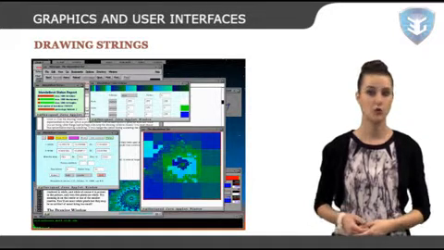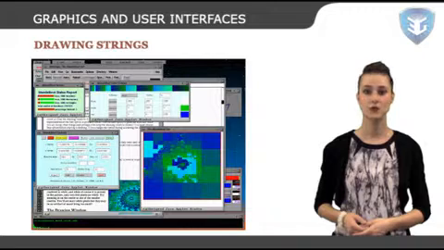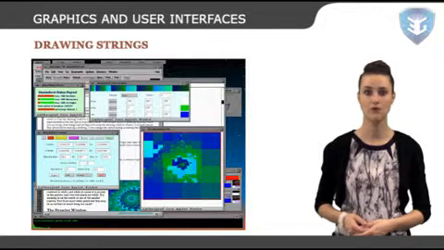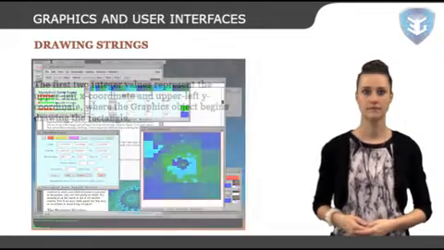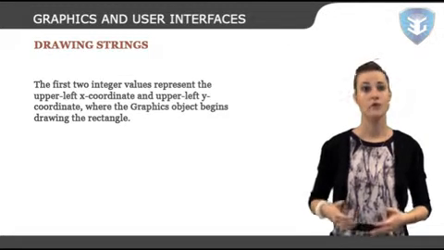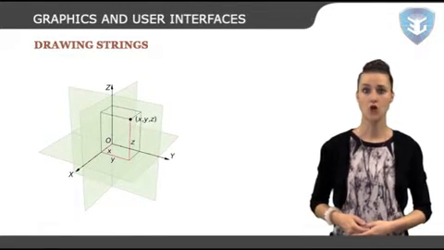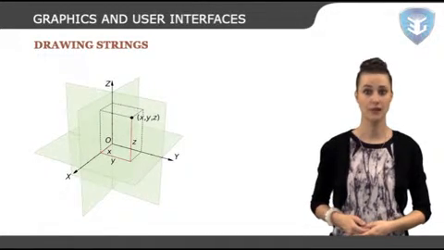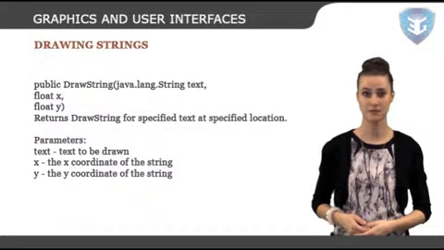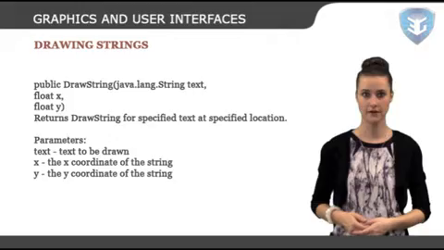Method setColor receives a Color object. The expression new Color(255, 0, 0) creates a new Color object that represents red value 255 and 0 for the green and blue values. The first two integer values represent the upper left x-coordinate and upper left y-coordinate, where the Graphics object begins drawing the rectangle. The third and fourth arguments are non-negative integers that represent the width and the height of the rectangle in pixels, respectively. Here you can see the syntax for drawing a string.